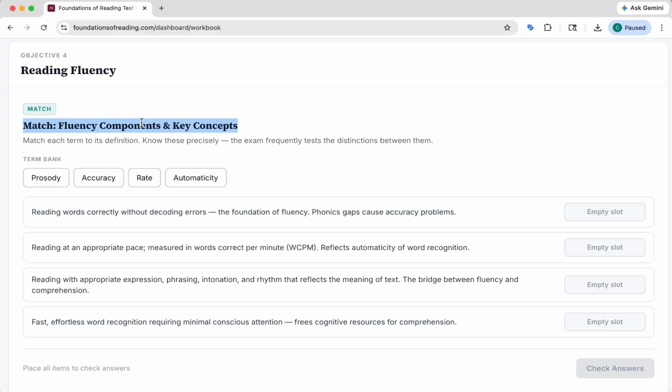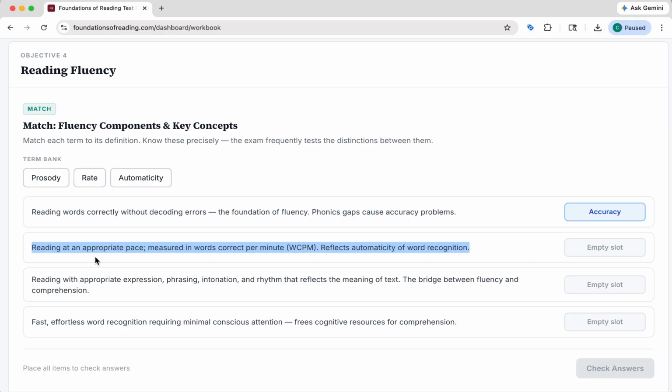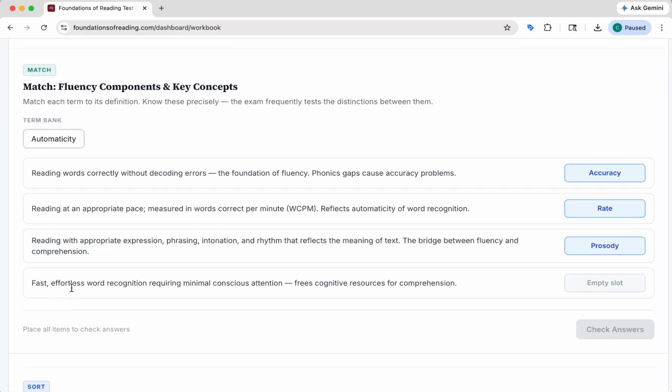All right. Match fluency components and key concepts. Match each term to its definition. Know these precisely. The exam frequently tests the distinctions between them. Reading words correctly without decoding errors. The foundation of fluency. Phonics gaps cause accuracy problems. Accuracy, right there. Reading at an appropriate pace. That would be rate. Remember, rate means speed. Reading with an appropriate expression. Expression or intonation means prosody. And fast, effortless reading.